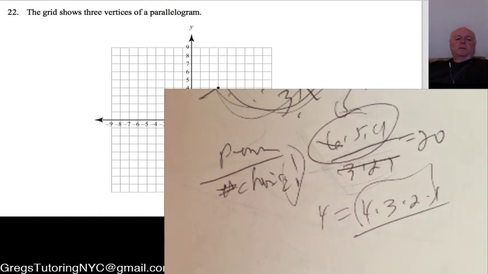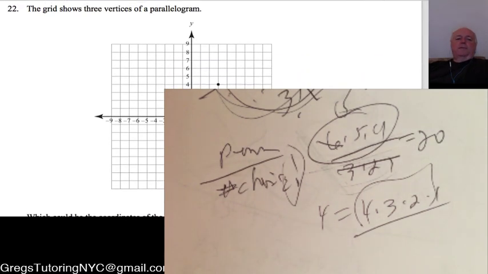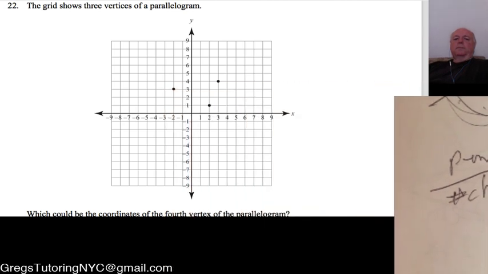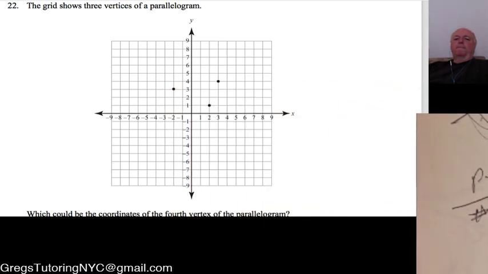All right, so we have an illustration. Let's make sure that it's showing on your screen right. No, it's not. So we have an XY coordinate. It looks like there's 3 dots there. We have something at 2, 1, 3, 4, and minus 2, 3. It says the grid shows the vertices of a parallelogram. And at the bottom, it says, which could be the coordinates of the 4th one?